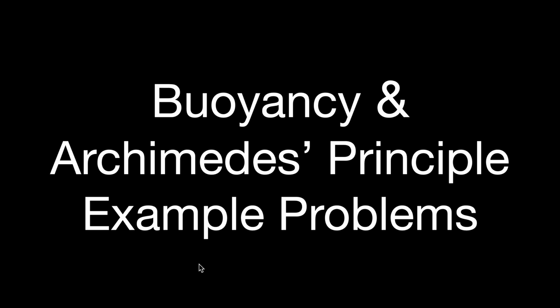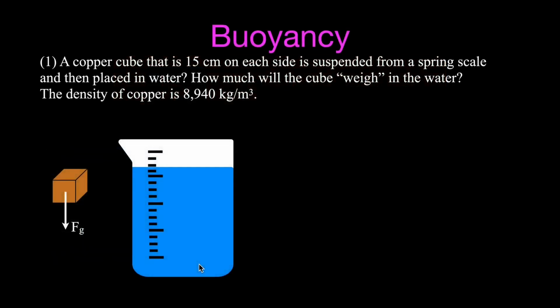In today's video, we are going to go over 5 different examples for the buoyant force in Archimedes' principle. Before we start, example number 1 says that we have this copper cube, which is 15 centimeters on each side, and we are going to hang it from a spring scale and put that copper cube in water like that. We want to know, when it's placed in the water, how much will the cube weigh?